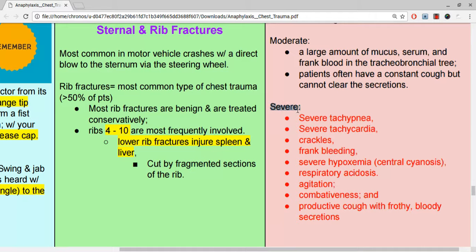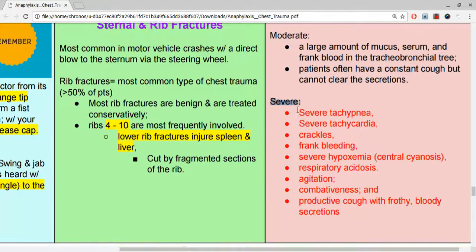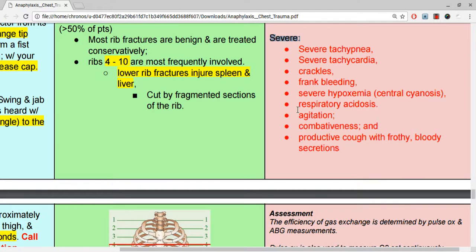In severe lung bruise, you're going to have severe tachypnea, severe tachycardia. You're going to have crackles, frank bleeding. You're going to have severe hypoxemia to the point where you're actually seeing central cyanosis in the patient. You're going to have respiratory acidosis when you take out those ABGs in the diagnostic studies that I mentioned earlier.